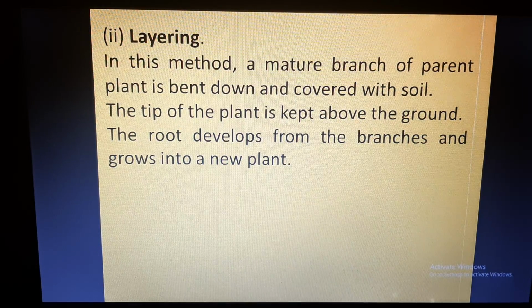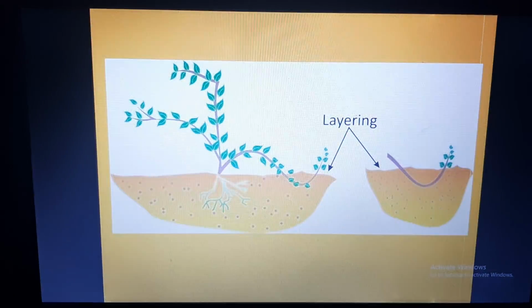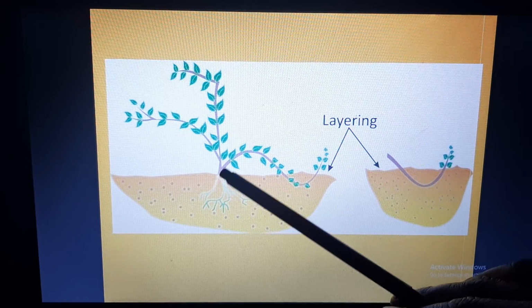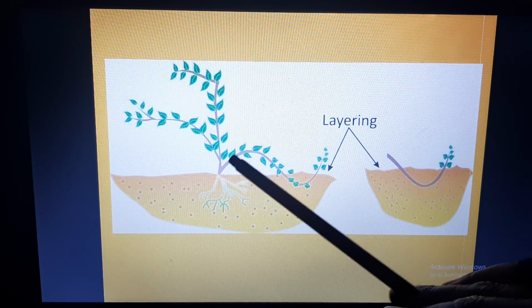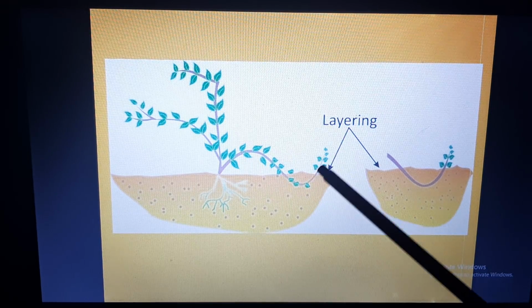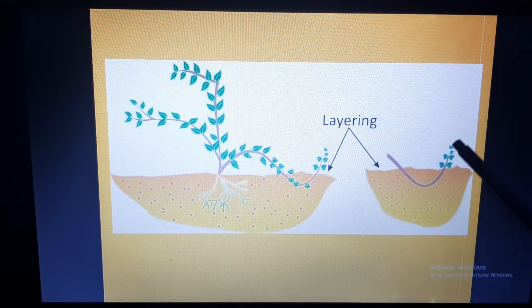So the root develops from the branches and it grows into new plants. Layering method is usually done in the plants that have long and slender branches. Example, jasmine. So here you can see that in this structure the branch is still intact with the parent plant. Some part is buried under the ground, and the upper part will develop here. Now here roots will develop, and this part will develop as a new plant.